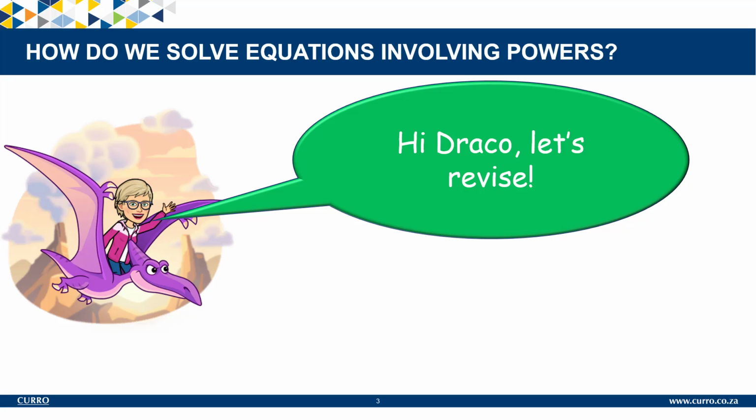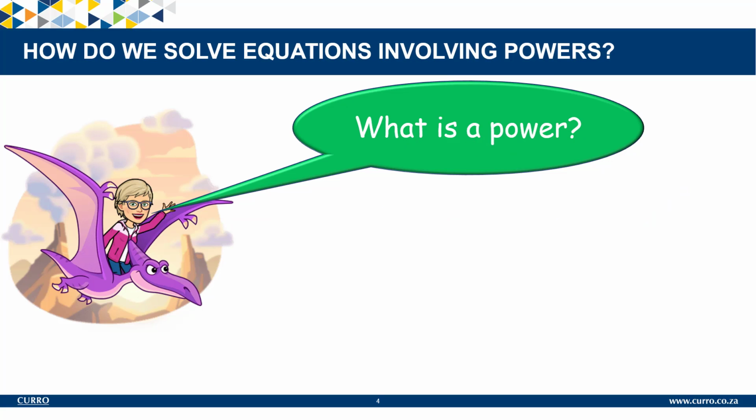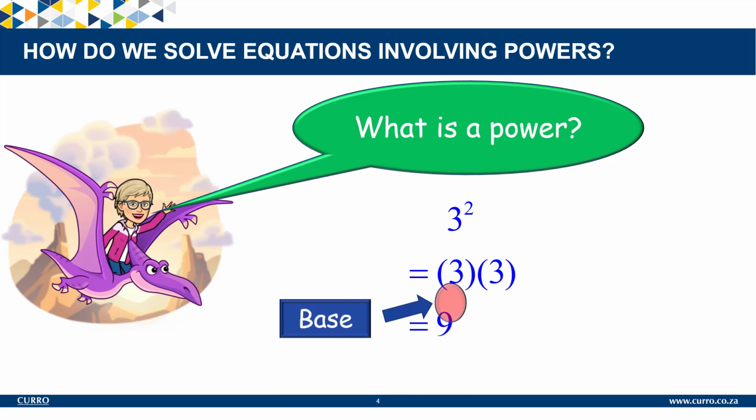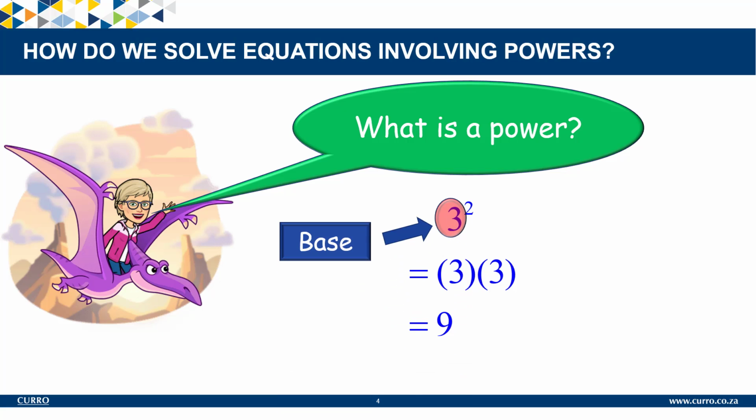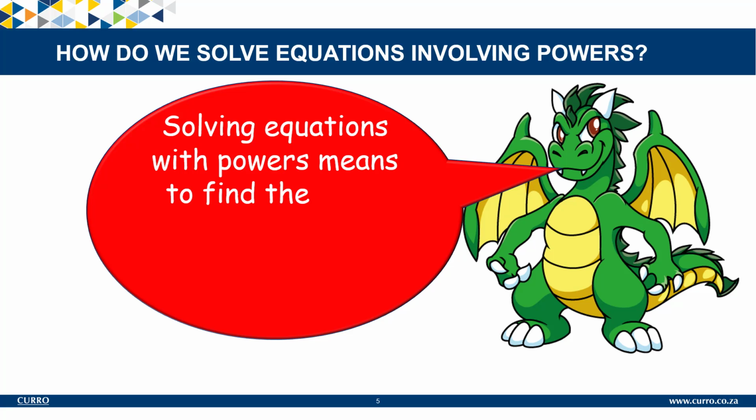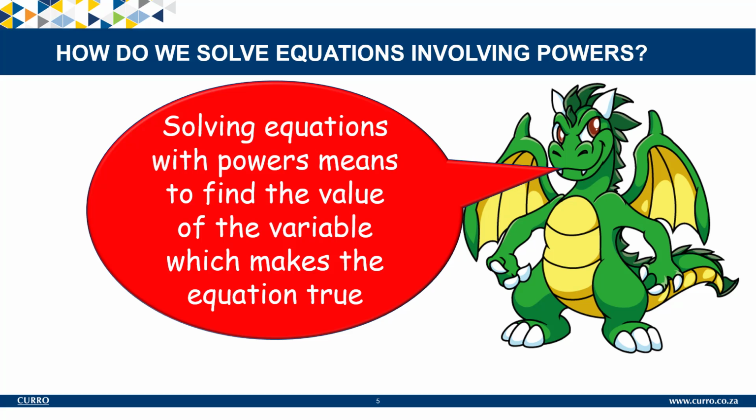Hi Draco, so let's revise. What is a power? 3 to the power of 2 is a power. It means 3 is multiplied by itself twice and the answer is 9. So within a power, the 3 is the base. That's the number that is being multiplied by itself. And the 2 is the exponent. That's the number that tells us how many times the base must be multiplied by itself. So solving equations with powers means to find the value of the variable which makes the equation true.